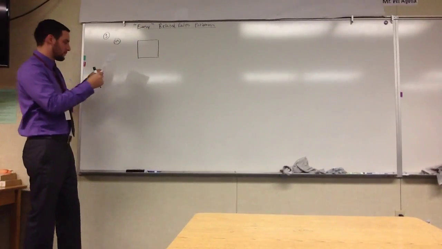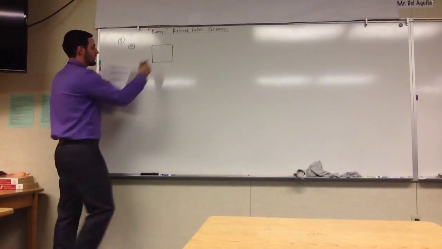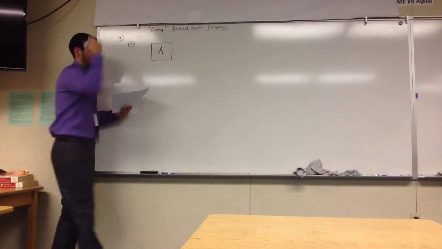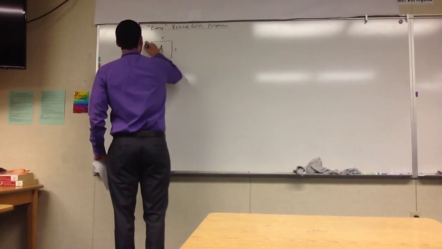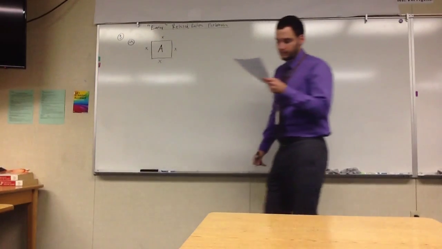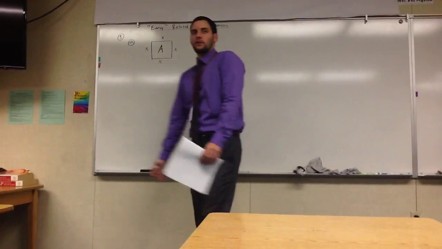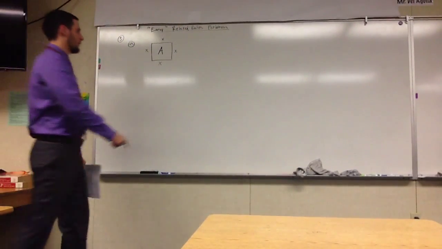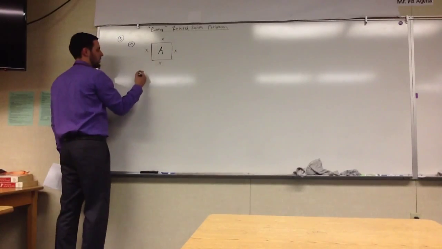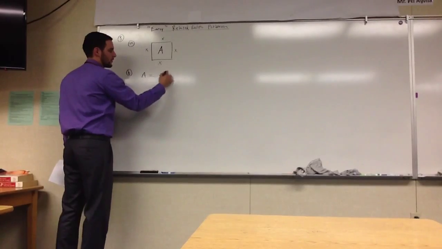Alright, so that's part A. Draw a picture with labels. So I'm going to say A is the area in the middle, and then x is just all of the side lengths, because it's a square. Part B, write an equation that relates A and x. If we're thinking about the area, then the area of a square is side squared, so part B is just A equals x squared.